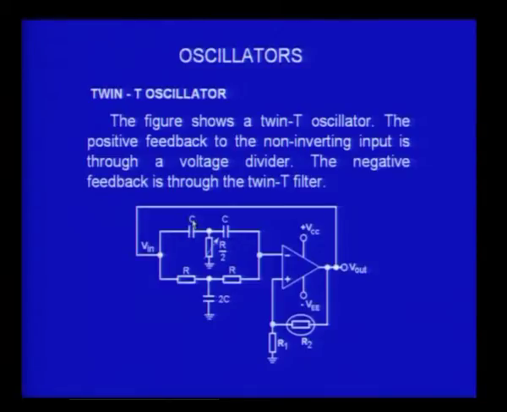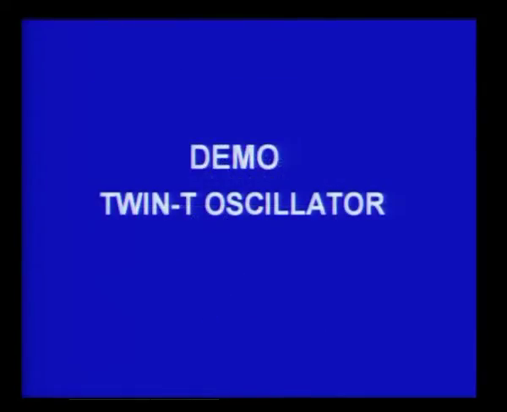If the value of the capacitor is C in the one T network, then in the other network it has to be 2C, and the resistor R in one network will be R by 2 in the other. And so, you have the twin T network connected in the feedback point of the operational amplifier, and you get an output which corresponds to a twin T oscillator. I will show you just the demo.